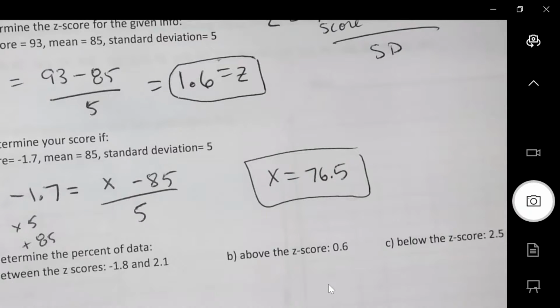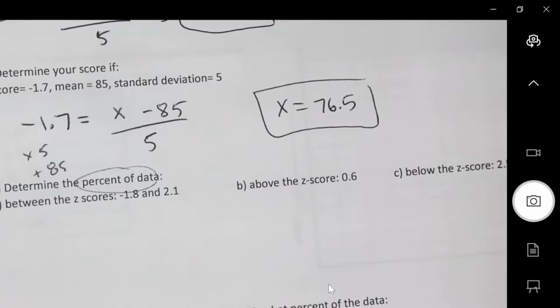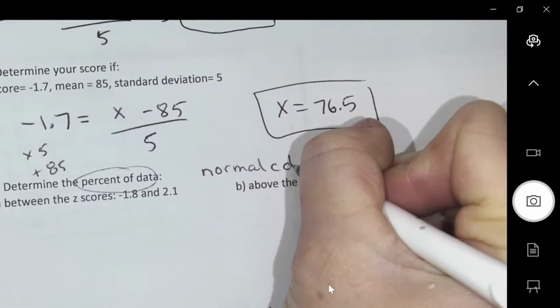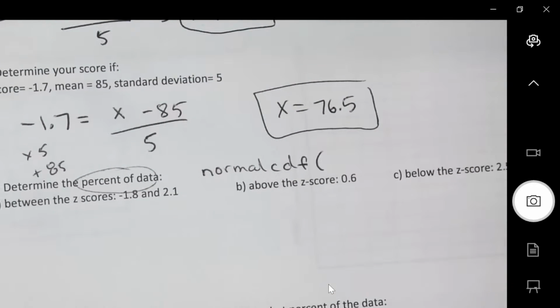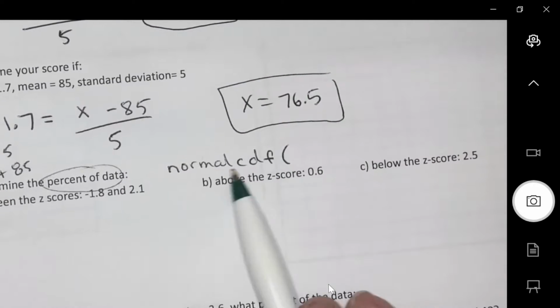Okay, determine the percents. As soon as I see the question getting a percent, do we know what feature we're using in our calculator? If we need the percent, do you remember the button? Maybe you should write that on your cheat sheet. To get percent, use this. Okay, so if you haven't written that beside your normal CDF, you can write a star that says, use this to get percents.